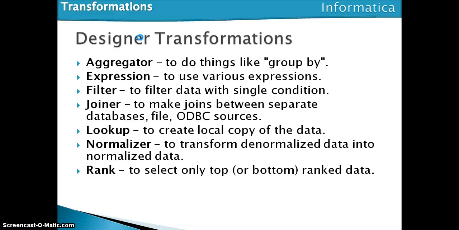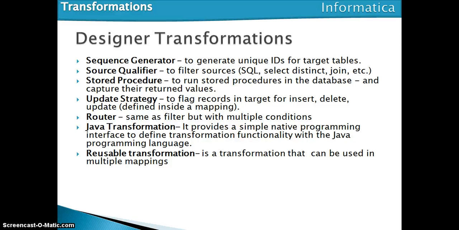It is nothing but a local copy of the data. And normalizer, it is used to convert denormalized data into normalized data. And rank, to select only specific top ranked data. And sequence generator, it is used to generate the unique IDs for the target tables. And source qualifier, it is the source in our regular mappings, to filter sources, SQL select distinct, join operations.